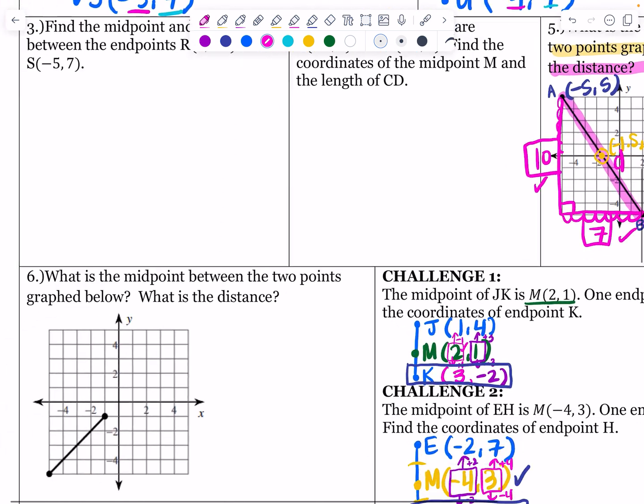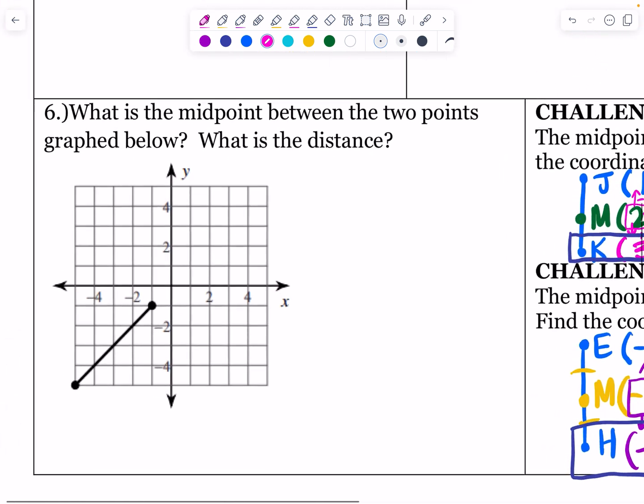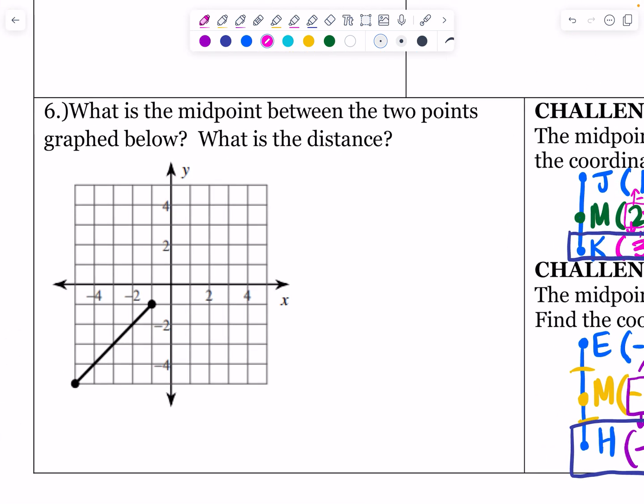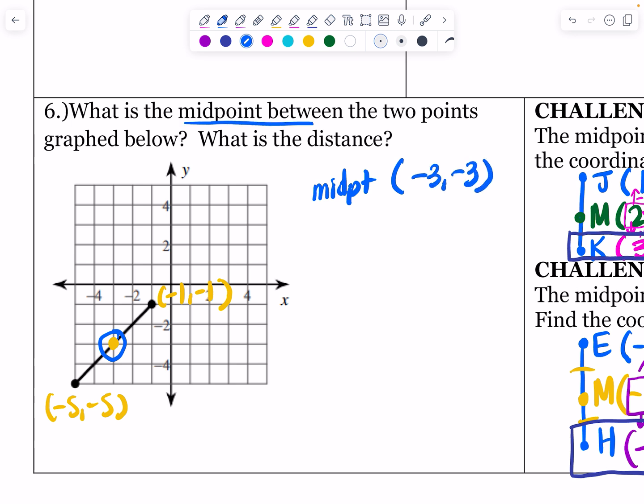All right, let's look at this one. This one's done on a graph as well. What is the midpoint between these 2 points? Well, this point is -1, -1. This point is -5, -5. What is the midpoint going to be? It's really easy even just to see it on this graph. Our midpoint is going to be at the point -3, -3. So really easy to see. There's my midpoint. What is the midpoint between these two? It is going to be at -3, -3.